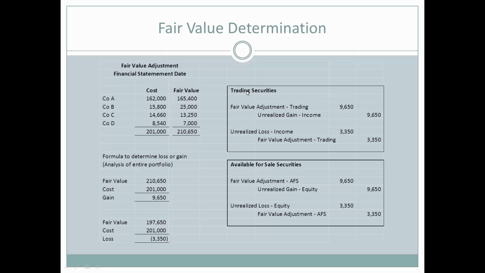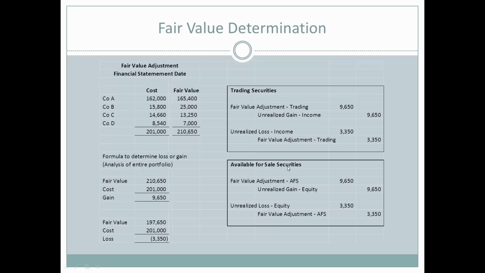So let's look at those as though this was a trading security. So fair value adjustment trading security. This is this example here where we had a gain, so unrealized gain income. And then let's look at this example as though we had a loss, unrealized loss income, fair value adjustment trading.